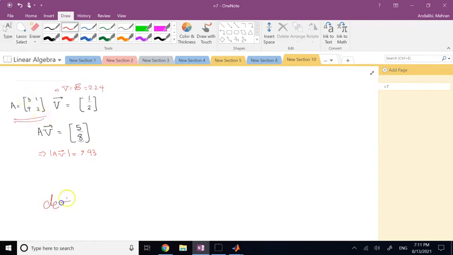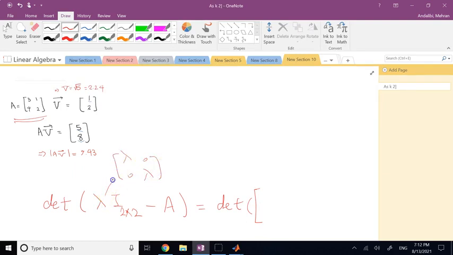I say the determinant of lambda times I of the same size as a 2 by 2, minus A is equal to what? Determinant of... If I form lambda I, it's going to be like lambda 0, 0, lambda, okay? That's what this guy would look like. And then subtract each element of A from it, so you will get lambda minus 3, negative 1, negative 4, and lambda minus 2.